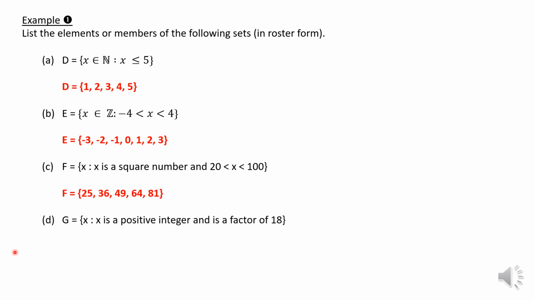Then another one is set G, which is x such that x is a positive integer and is a factor of 18. We can think of numbers that are positive integers, so it means positive whole numbers, and these numbers go into 18 without leaving a remainder. So that will be 1, 2, 3, 6, 9, and 18 itself.